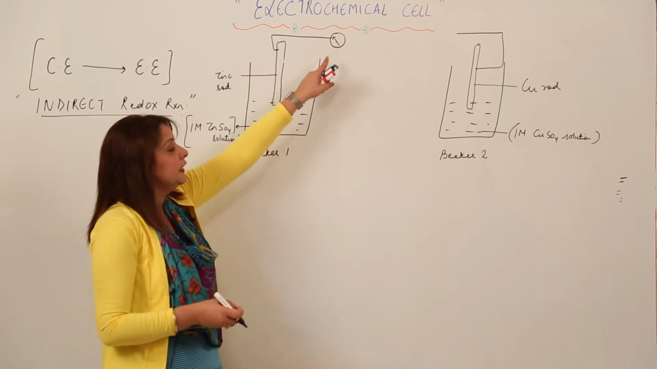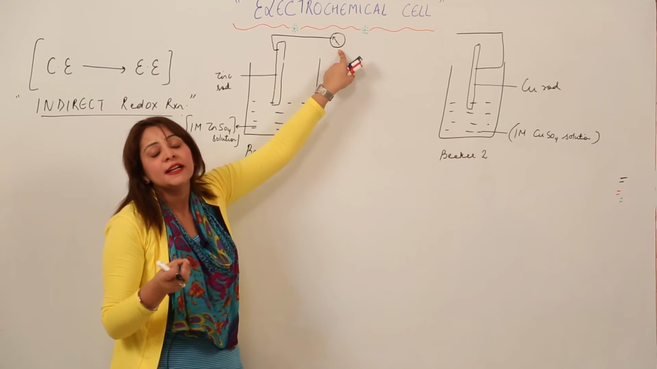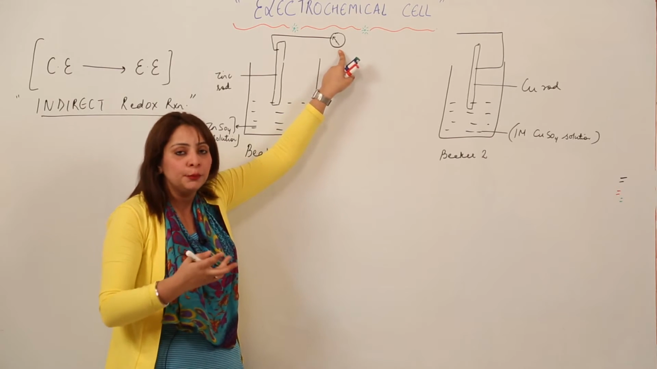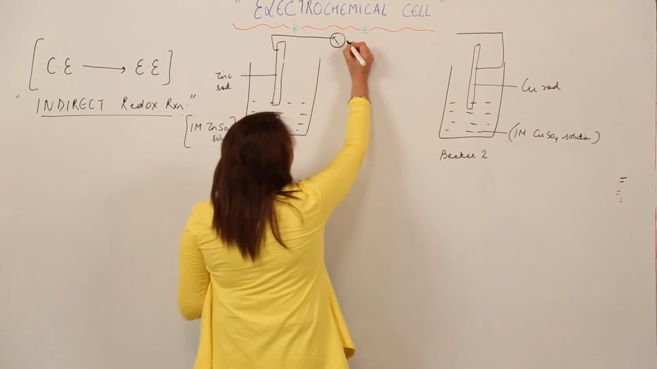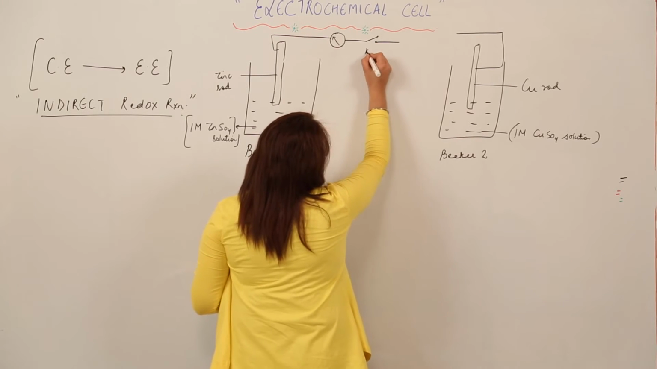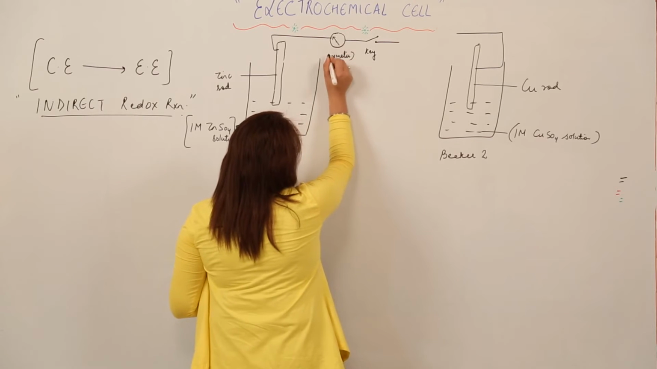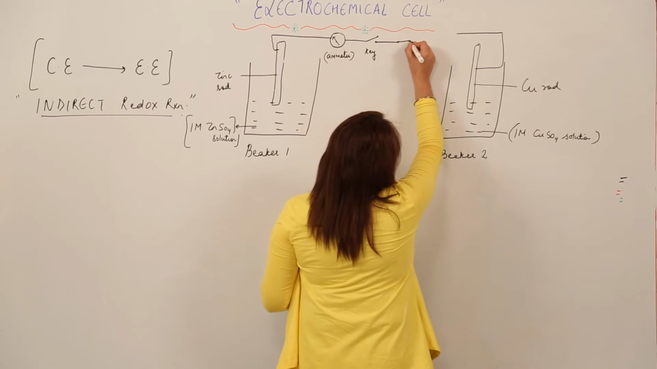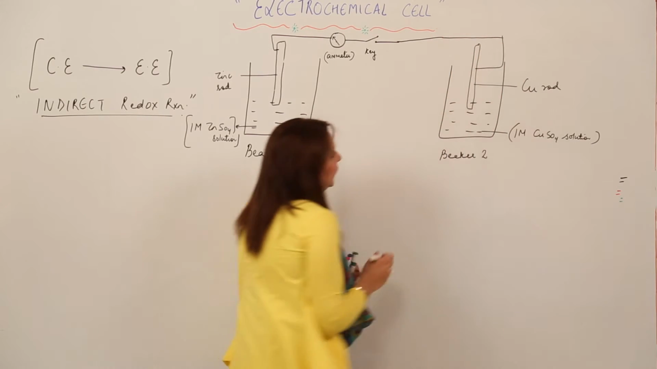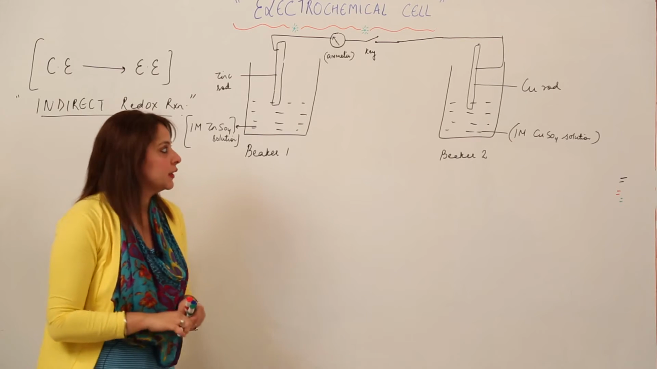So commonly we use an ammeter. What I have taken here is an ammeter which has a needle that shows the deflection whenever current is produced, right? We have the wire, we have the switch, or you can say we have the key. This is the ammeter, we have the key, and by means of these wires the electrodes are connected to each other, right? So this is how these two beakers are connected to each other.